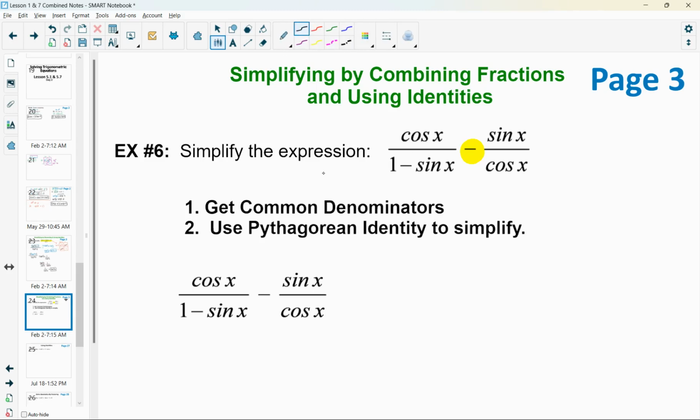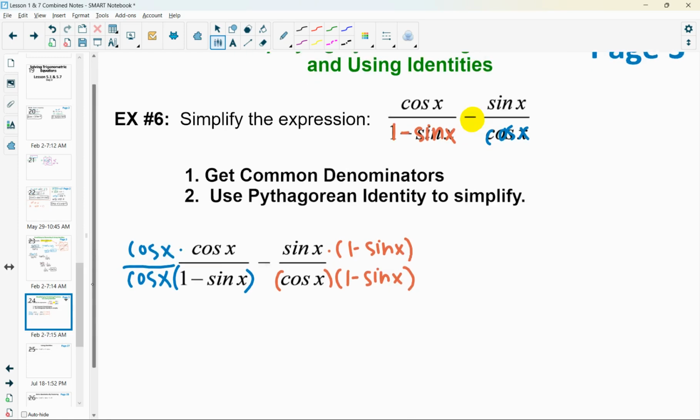So we see that the denominator on this side is 1 minus sine x, and we see that the denominator on this side is cosine x. So we're going to multiply this side by cosine x over cosine x. Remember, you got to multiply top and bottom. And then we're going to multiply this side by 1 minus sine x, to get those common denominators.